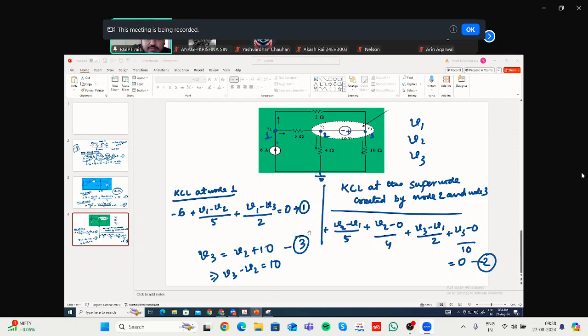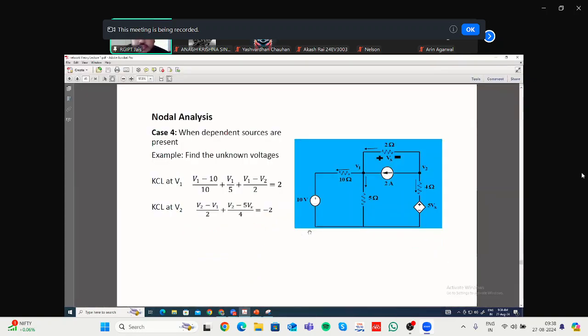Now we are moving to the last case, where you will face this type of problem. The dependent source is a very important concept for your next unit also. When studying the equivalent circuits of transistors and everything, those all use the concept of the dependent source.